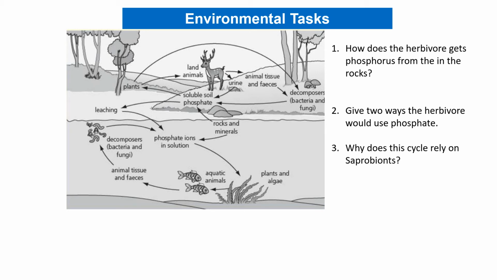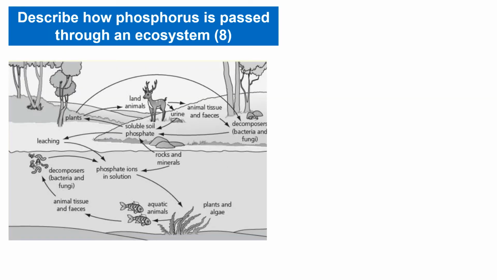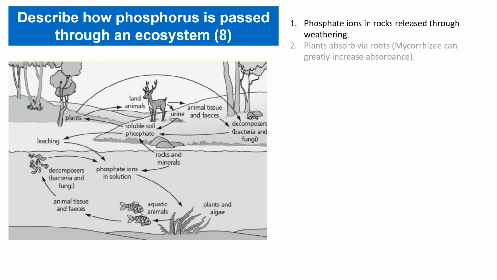So if you were asked a question like this, describe how phosphorus is passed through this ecosystem, as an 8-mark question, how would you answer it? Well, these are the things you need to put in. The phosphate ions in the rocks are released through weathering. The plants absorb via roots, and mycorrhiza can greatly increase that absorption.